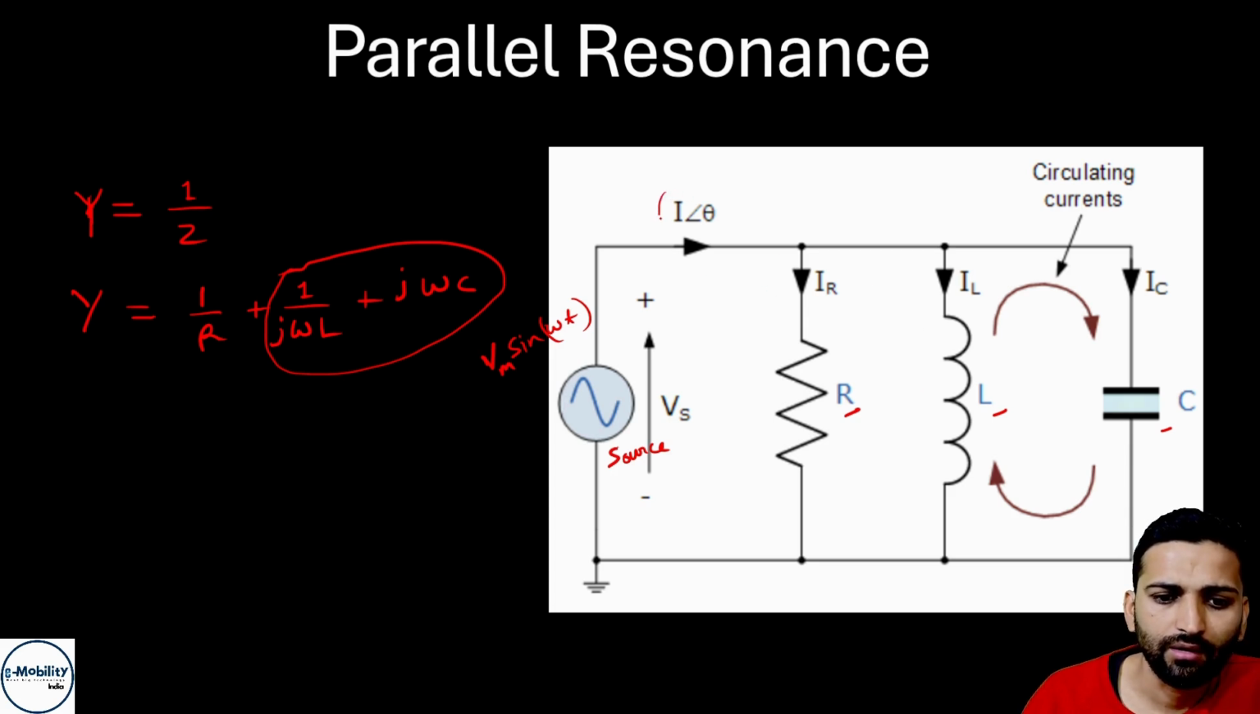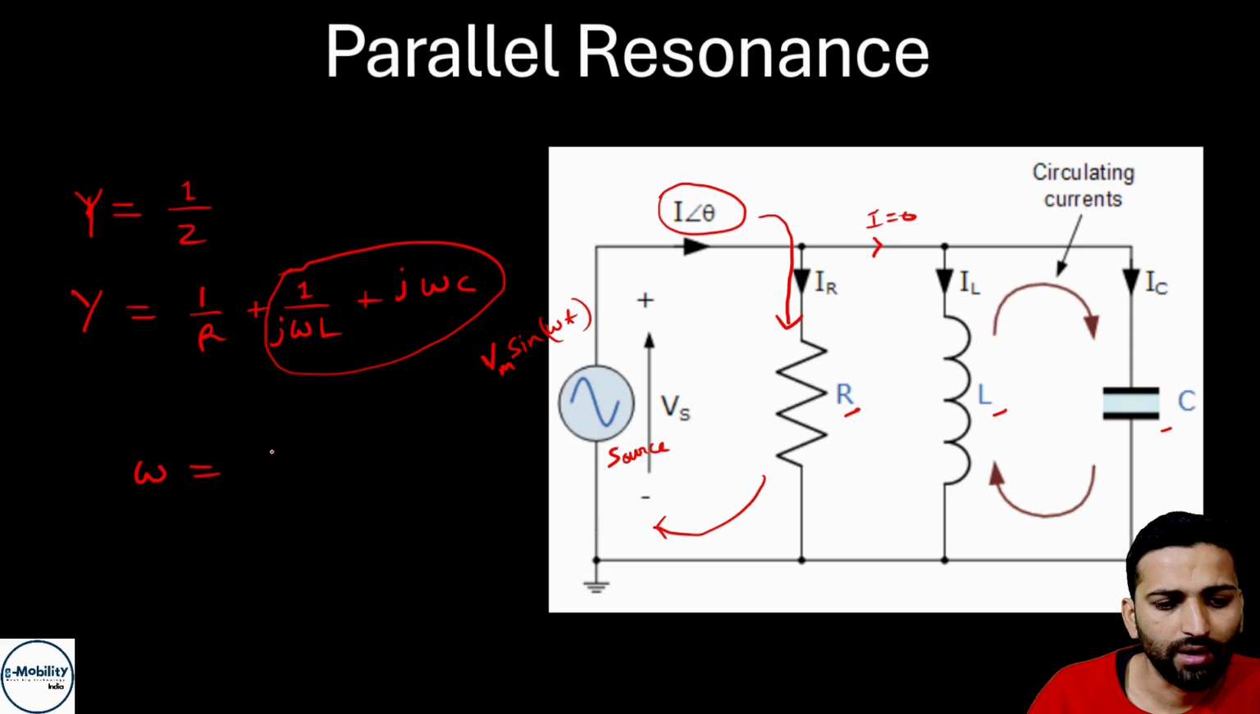This current will be totally flowing through the resistance in case of the resonance, and inductor and capacitor will be exchanging current with each other like shown here. There will be a circulating current. So at this point the current will be 0, and this condition is given by a special case where omega is equal to 1 upon under root LC.